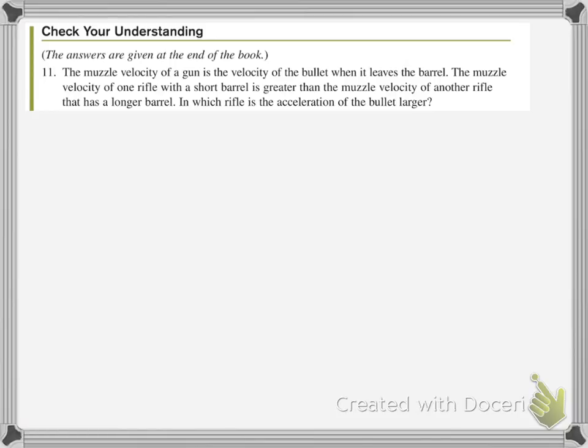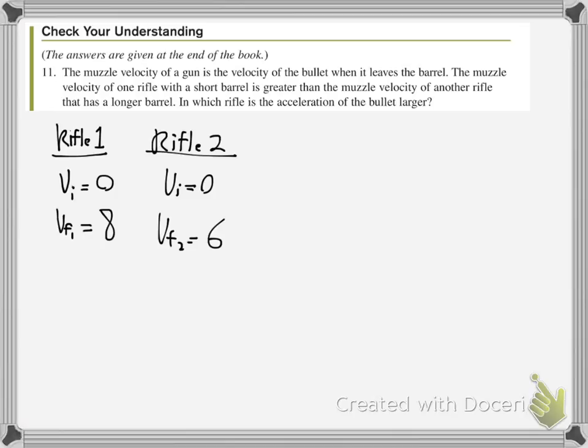However, we can also do this using kinematics. So using kinematics, we would say that rifle 1 and rifle 2 have an initial velocity of 0 because the bullet starts at 0. And using the information given from the problem, we would say that rifle 1 has a final velocity of 8 meters per second, and rifle 2 has a final velocity of 6 meters per second. Now these are values that we just plugged in using information from the problem. It tells us that rifle 1 has a higher muzzle velocity than rifle 2, so we would give rifle 1 a higher value than rifle 2.